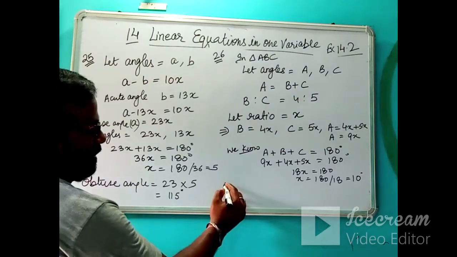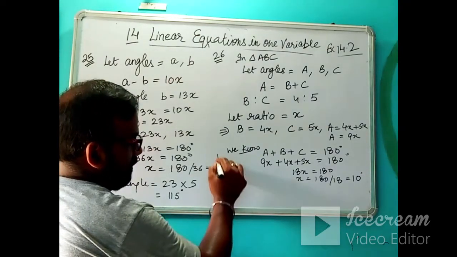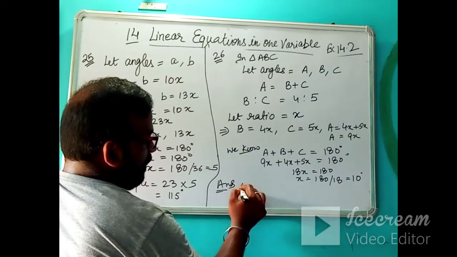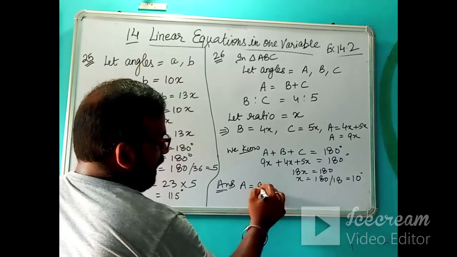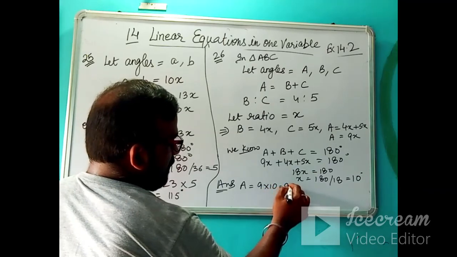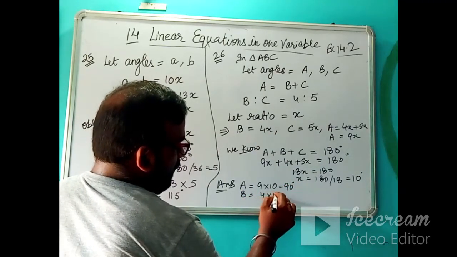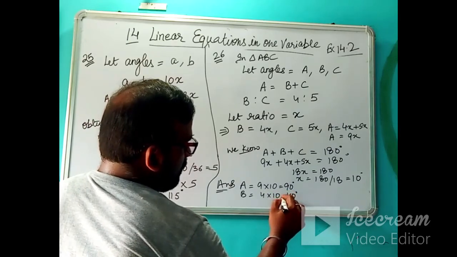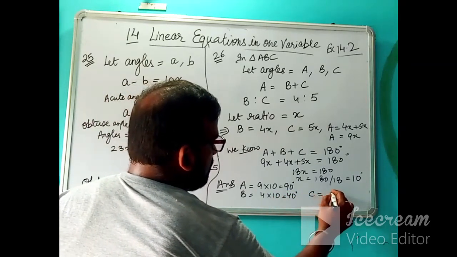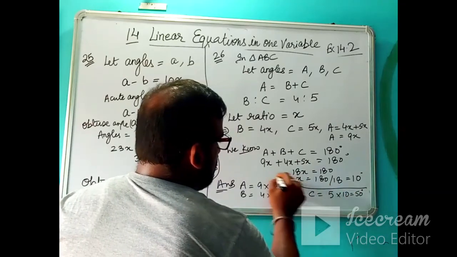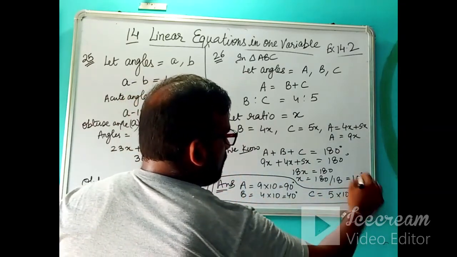So now what are the angles? Our answer will be A is 9 into 10, that is 90 degree. B is 4 into 10, that is 40 degree. And C is 5 into 10, that is 50 degree. So this will be our answer.